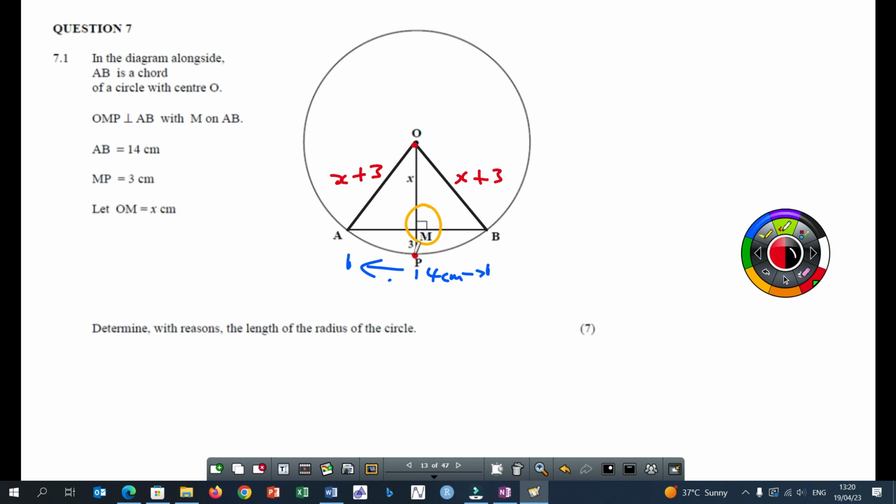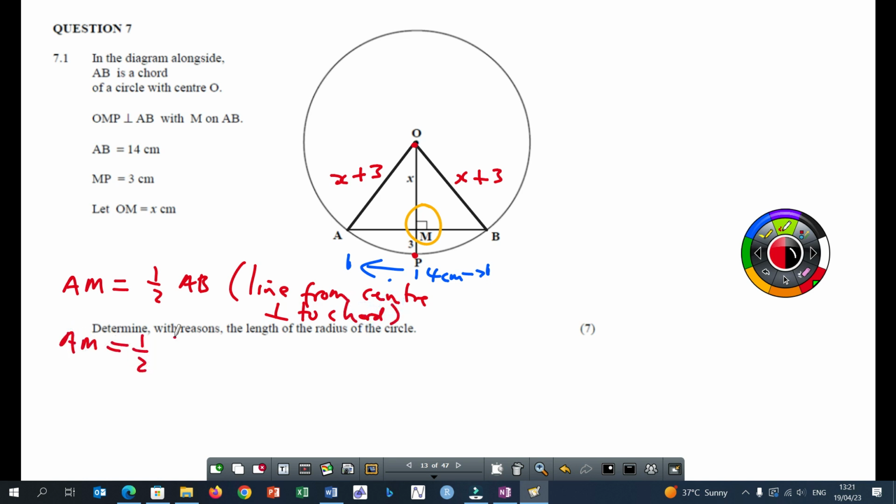The next thing is to determine AM. AM is equal to half of AB. My reason here: line from center perpendicular to chord. So AM is going to be half of 14, and this will be 7 centimeters. So I'm done there.